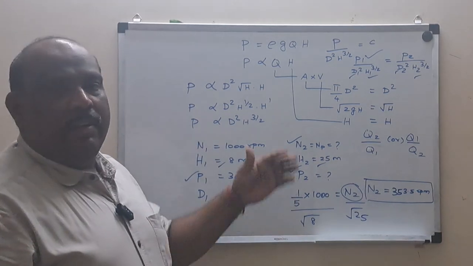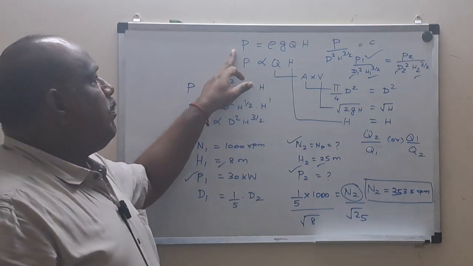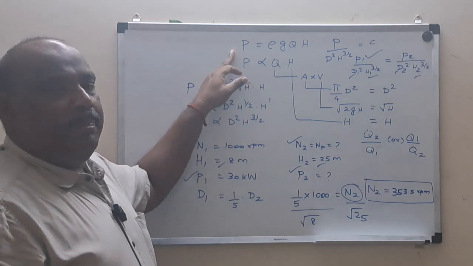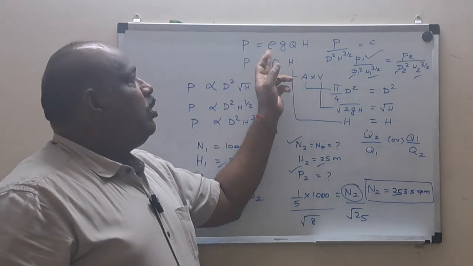So how I proceeded, I will make it fast. The hydraulic power of the pump will be equal to rho g Q H. Rho and g are constant.